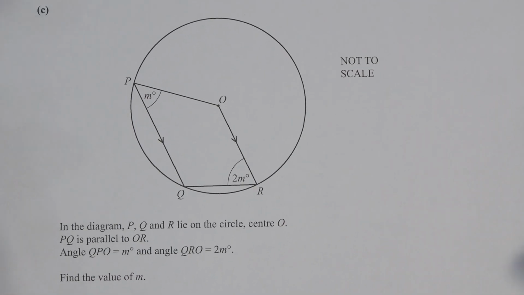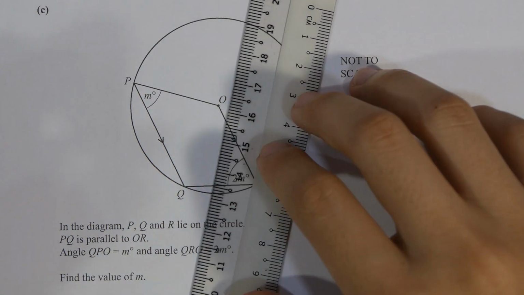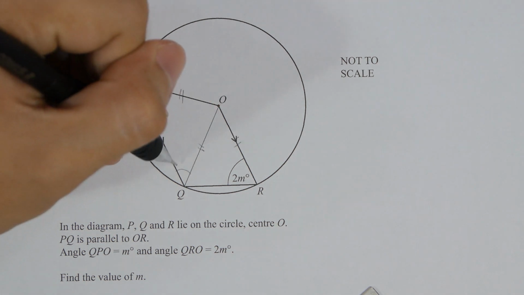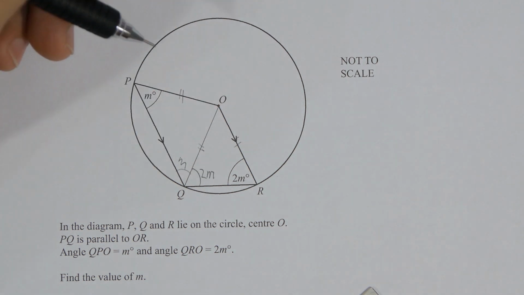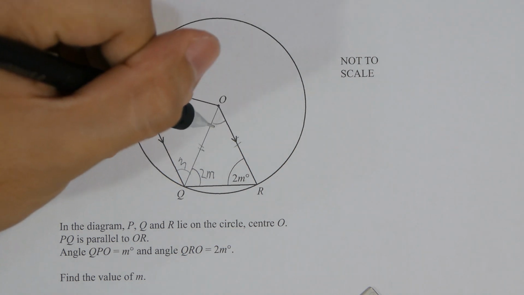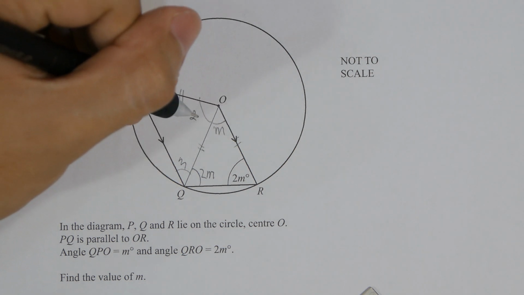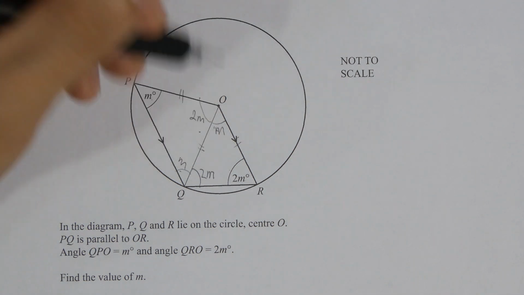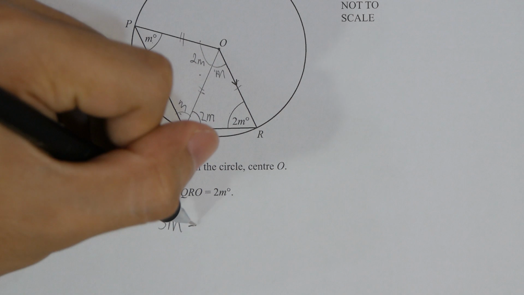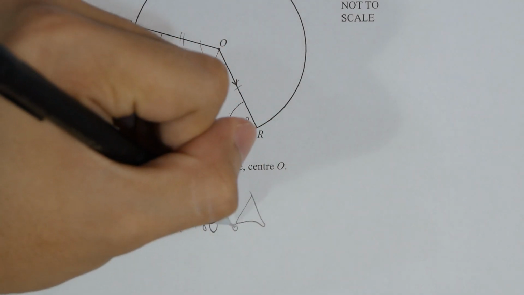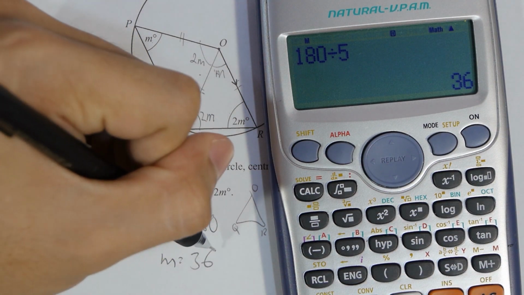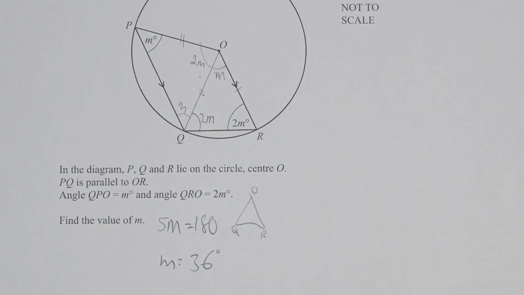For part C, find the value of M. I drew a line joining O and Q together. So we have another line, which is OQ now. OQR equals ORQ, which is 2M, and the middle angle over there will be equivalent to M. So 5M in total equals 180, and M equals 36.